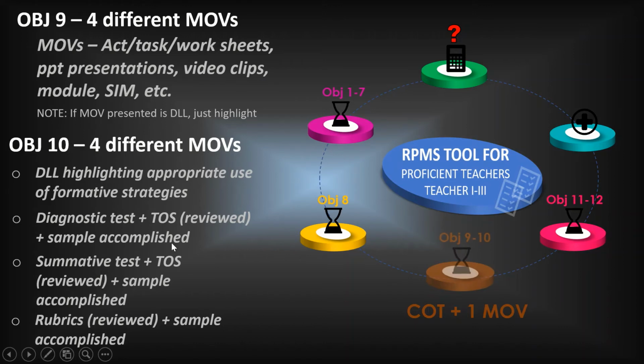Okay? Kapag wala po yung sample accomplished, invalid MOV. Okay, another MOV, the summative test plus TOS, again, reviewed by our superior plus sample accomplished. Kapag wala na naman pong TOS or walang sample accomplished, invalid MOV. Another is we can submit a sample of rubrics reviewed again by our superior plus sample accomplished rubrics. Yun pong ginamit na mismo natin sa ating klase.